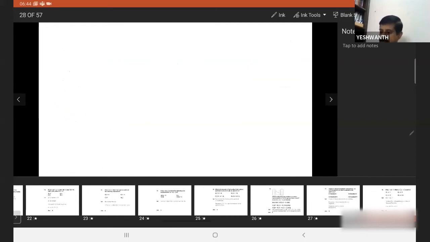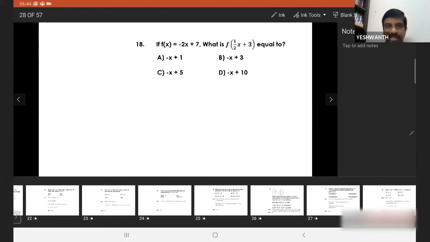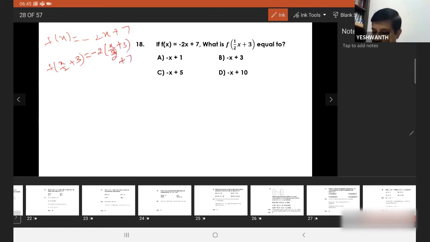Okay, let us go to the next question. So you have f of x equal to -2x plus 7. What is f of x by 2 plus 3 equal to? So f of x equal to -2x plus 7. So f of x by 2 plus 3 is -2 times (x by 2 plus 3) plus 7. So that is negative x minus 6 plus 7. So negative x plus 1. So this is f of x by 2 plus 3. So you have that in option A. So please move fast, quick.